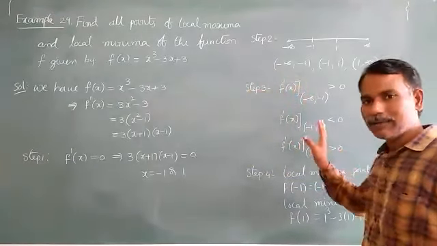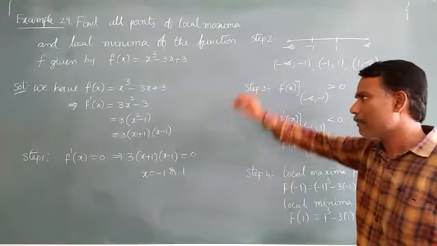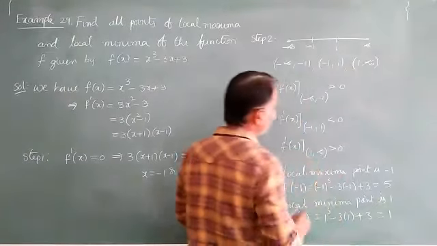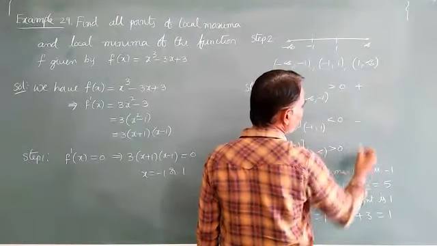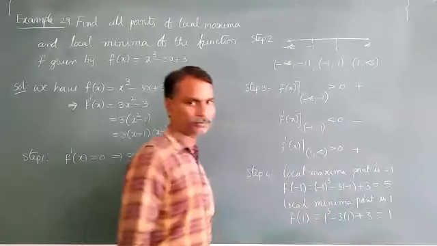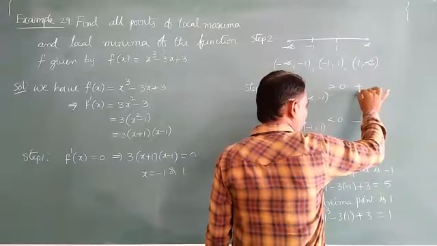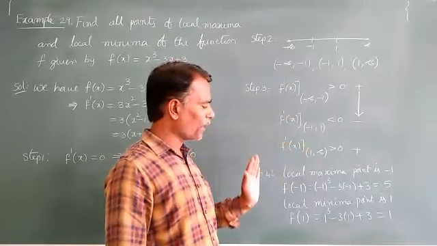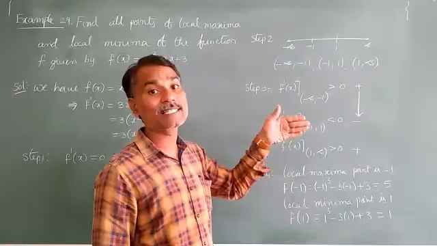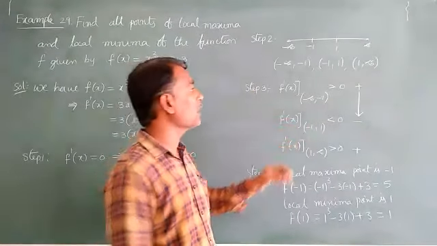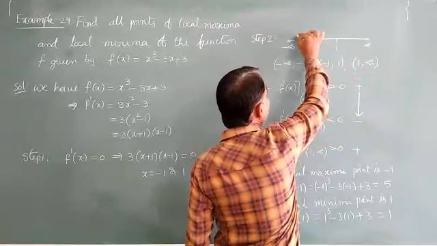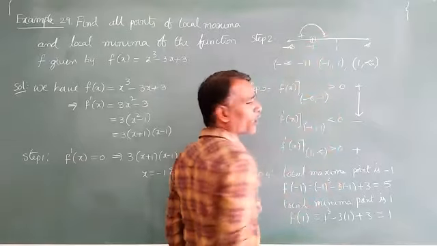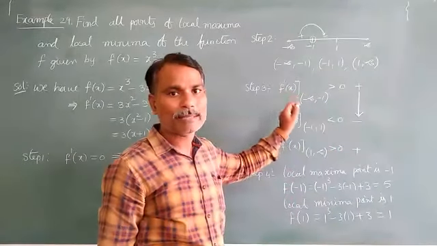Up to here, whatever we did in the increasing and decreasing function method, the same method we applied. The new thing here is that this interval is plus, this is minus, and this is plus. Plus changing into minus means we get a maximum, a local maxima. Where plus changes into minus, that point is the local maxima point.